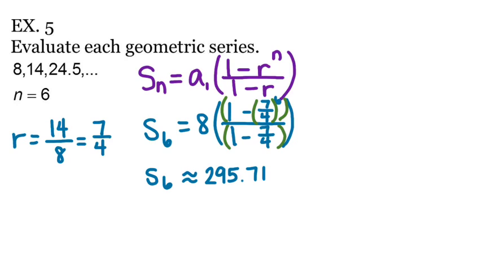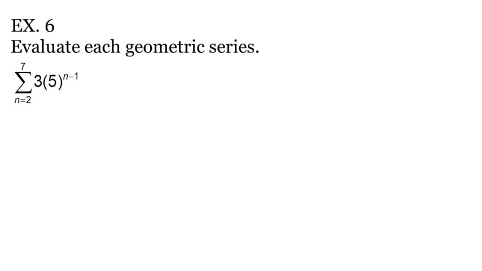So when you find the sum of these first 6 numbers, it is approximately 295.71. So the purpose of this formula is if in reality I had a sequence and I wanted to find the sum of the first 500 terms, I don't want to list out all of those 500 terms and then add them together. You can use the formula instead, as long as you know the first term, the common ratio, and how many terms you want to add up.